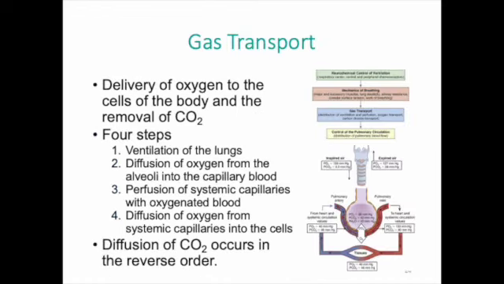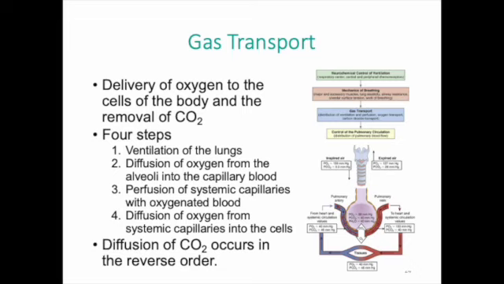Now that we've talked about the neurochemical control of ventilation and the mechanics of breathing, we need to understand gas transport, which is the delivery of oxygen to our cells and the removal of CO2. There are 4 steps involved: the ventilation of the lungs, diffusion of oxygen from the alveoli into the capillary blood, perfusion of systemic capillaries with oxygenated blood, and then the diffusion of oxygen from systemic capillaries into the cells.